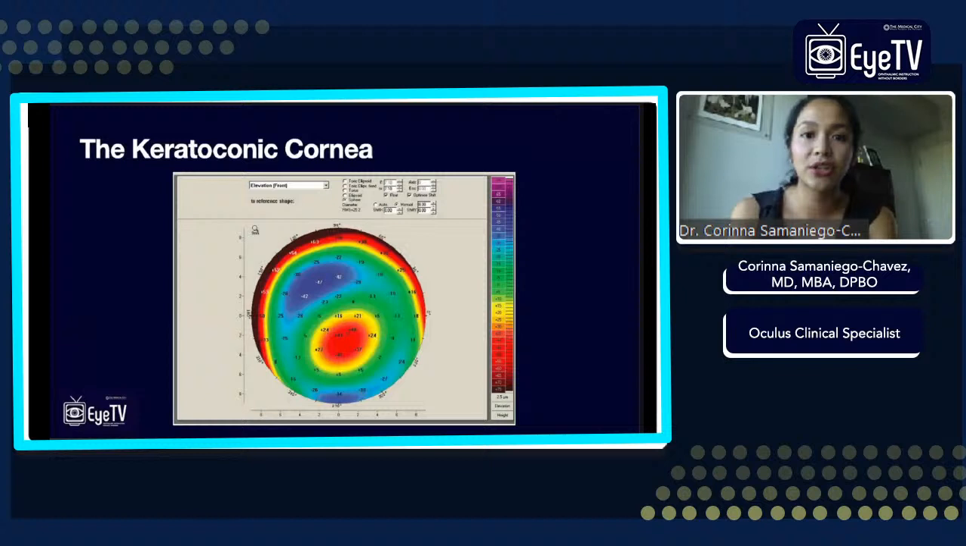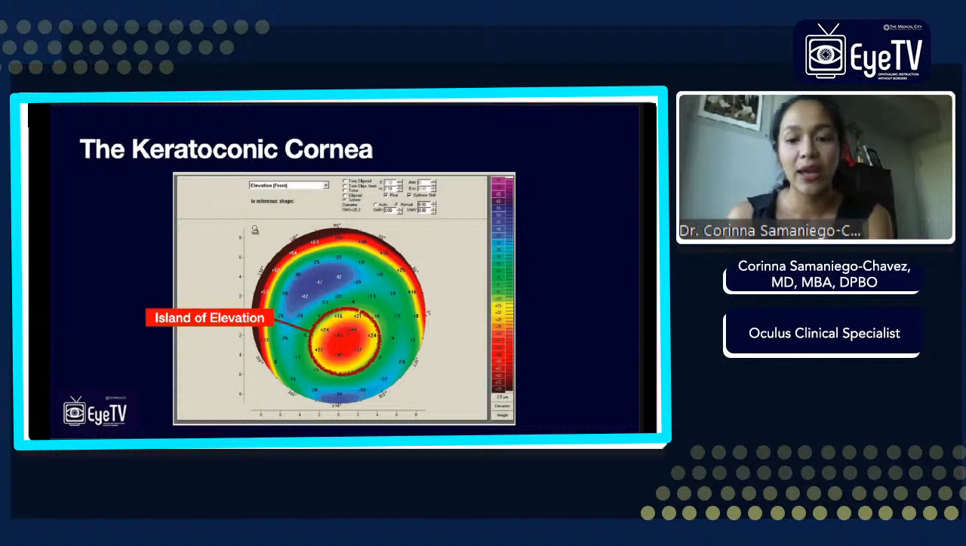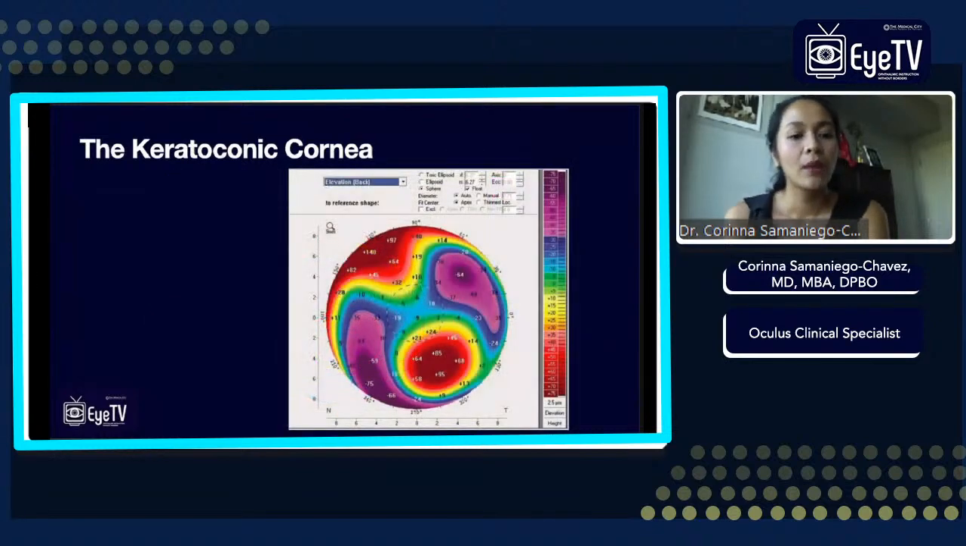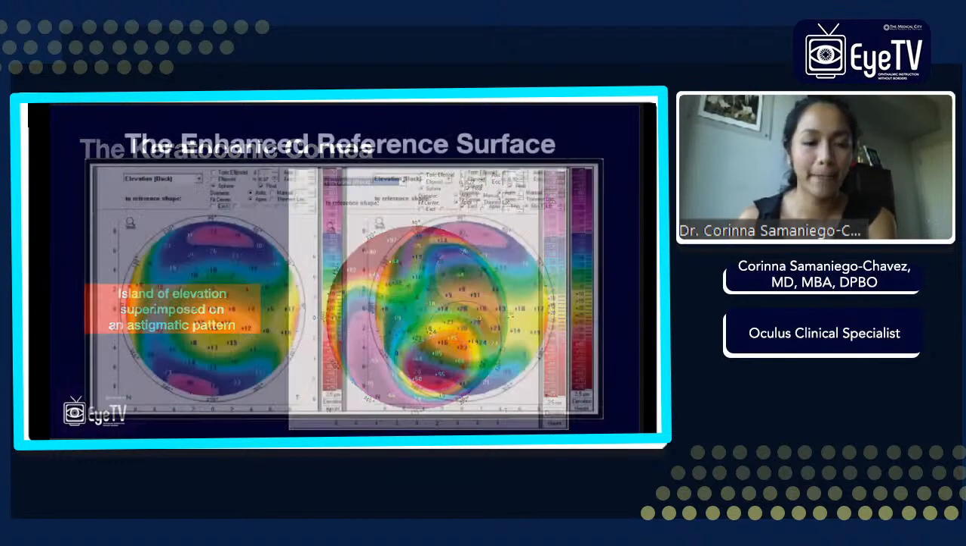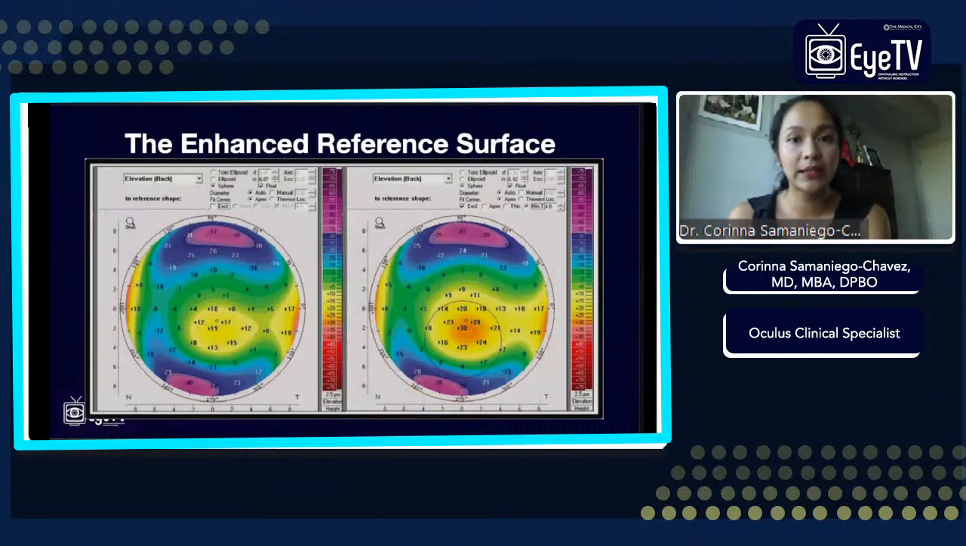So what then does ectasia look like on tomography? Keratoconus will show a positive island of elevation as the conical protrusion is above the BFS. The location of the island and its magnitude will correspond to the location of the cone and the severity of the ectatic change. Most patients with keratoconus will have, in addition to a conical cornea, a significant amount of astigmatism, and one will typically see, as in this map of the posterior cornea, a positive island of elevation superimposed on an astigmatic pattern.